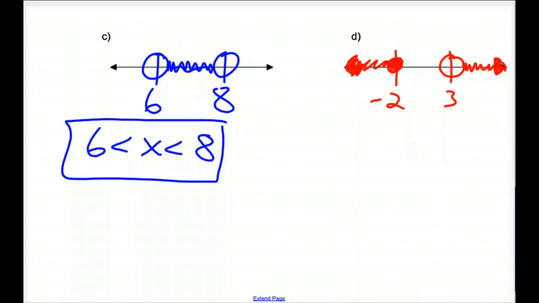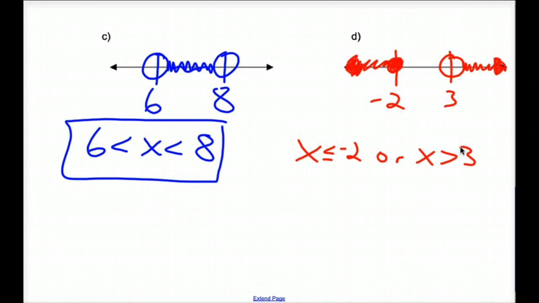Can I do it, Mr. Spencer? I got it. Quinlivan, you got it? You should write X is less than or equal to -2, or X is greater than 3.